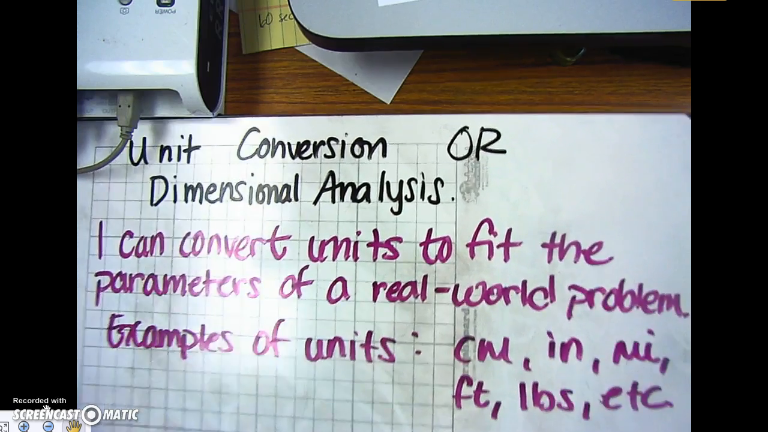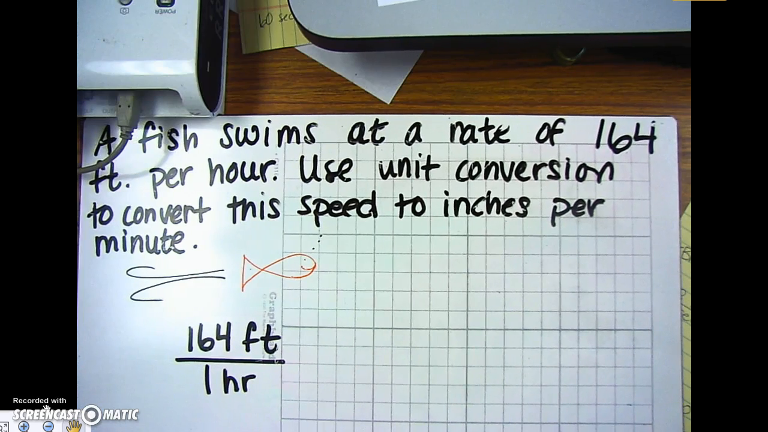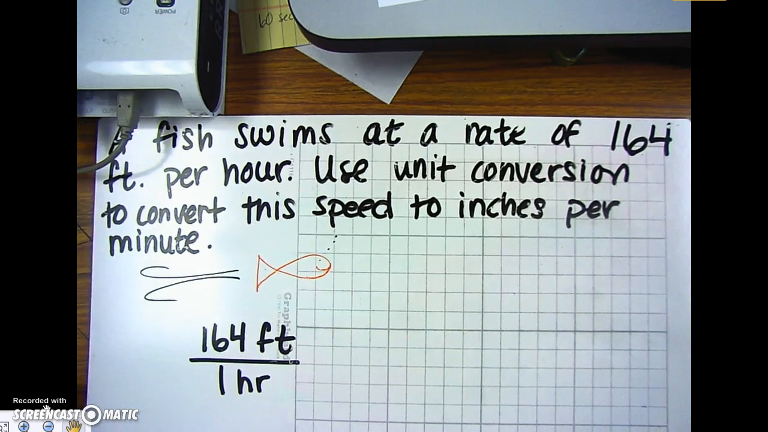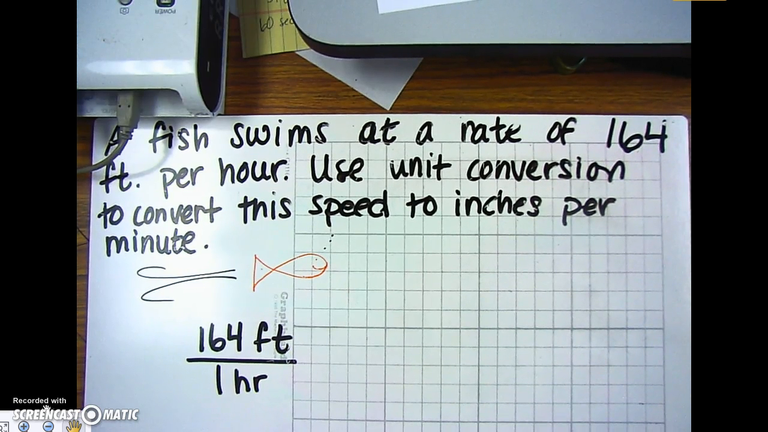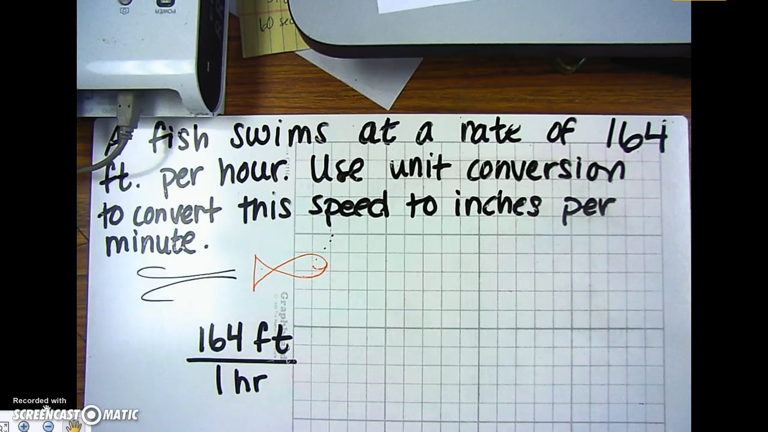All right, so now our first example states, a fish swims at a rate of 164 feet per hour. Use unit conversion to convert this speed to inches per minute. To solve this type of question, we're going to use a little chart. Before we can put our values into our chart, we have to determine what we're going to put into it. Our units start off as feet per hour, and they want us to convert to inches per minute.